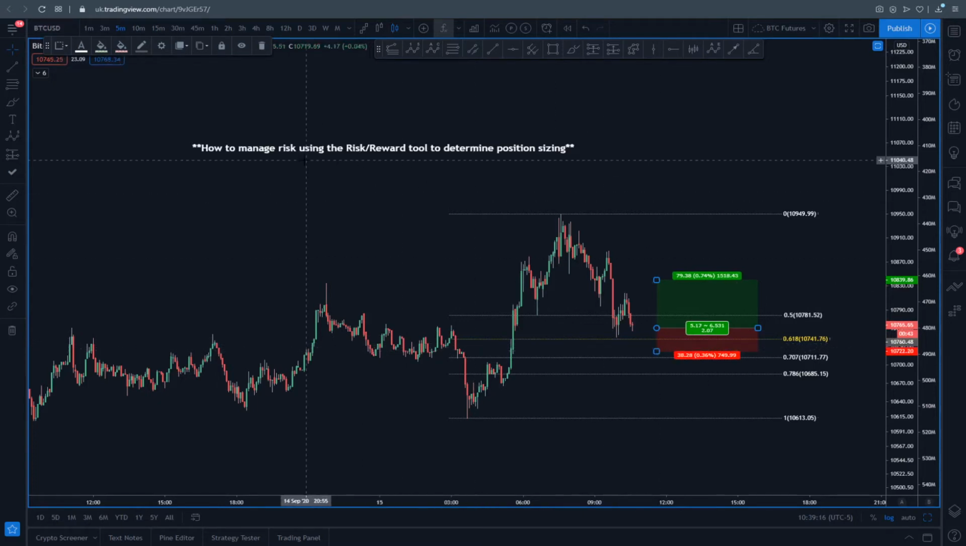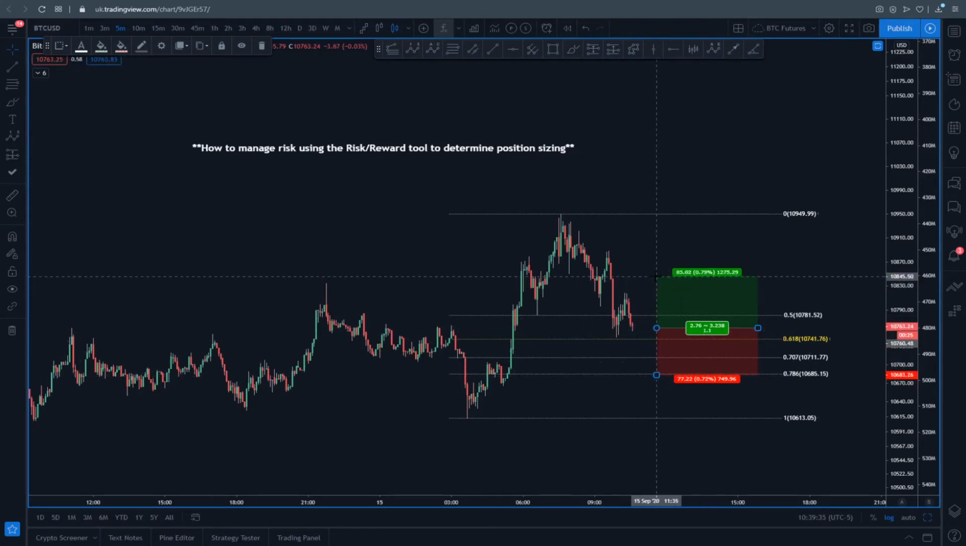Now the part that I want to talk about here is when you're using this risk to reward tool. So in my case, I would have the stop loss at the 786. It gives me roughly a 1-to-1 risk to reward with my take profit up here. Obviously this take profit is arbitrary, so that's based off of this distance between entry and stop loss.